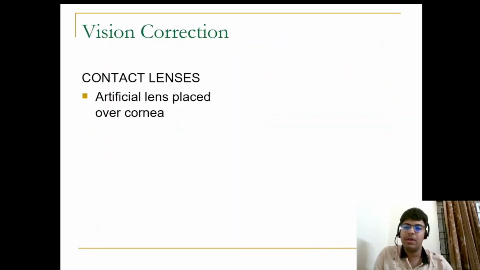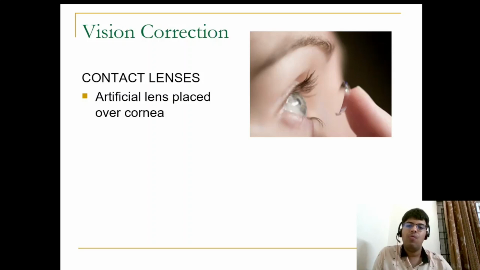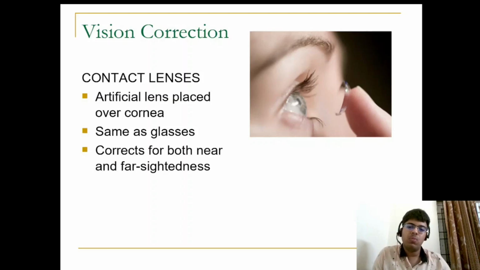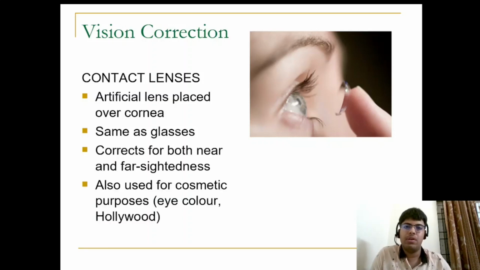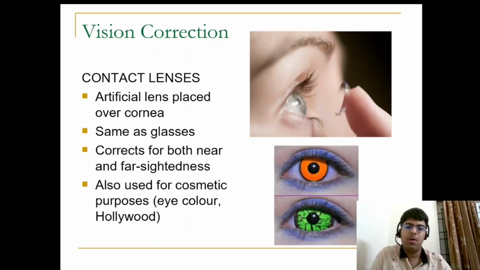Next is vision correction. For vision correction, we have two options. First is contact lenses, where we place artificial lenses into the eyes, near the cornea. It is the same as glasses, except that it is a lot closer to the eye than glasses. It corrects for both near and far sightedness and is also used for cosmetic purposes such as eye coloring in Hollywood. Now this is how it looks.